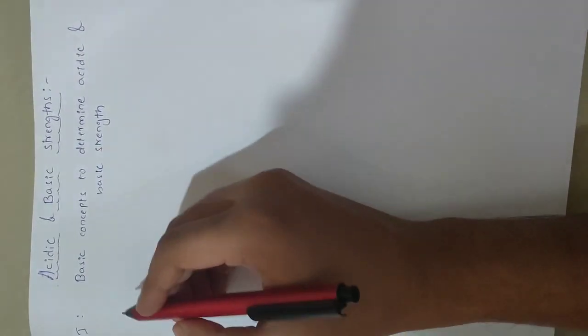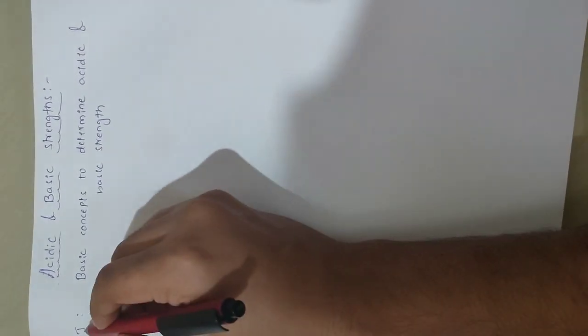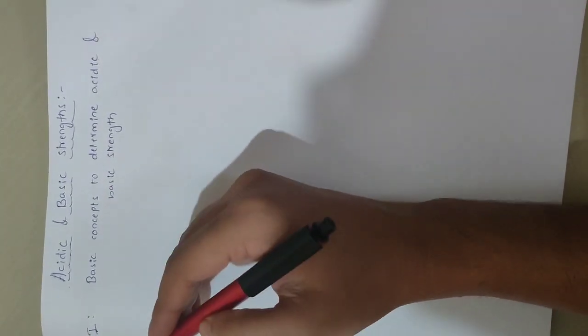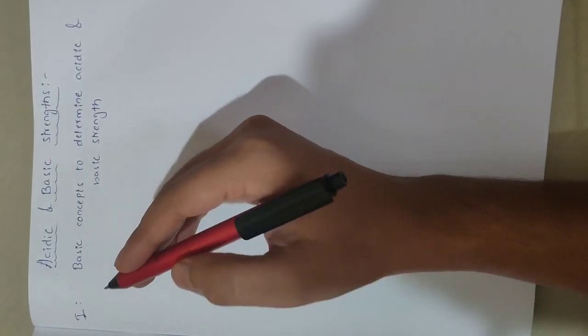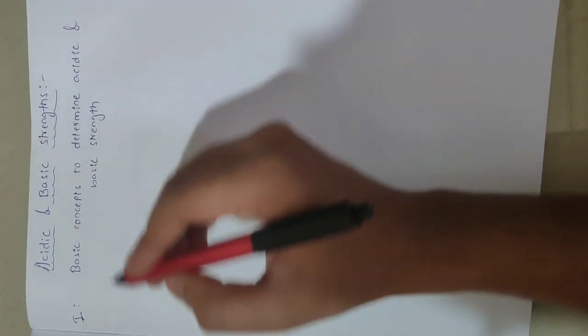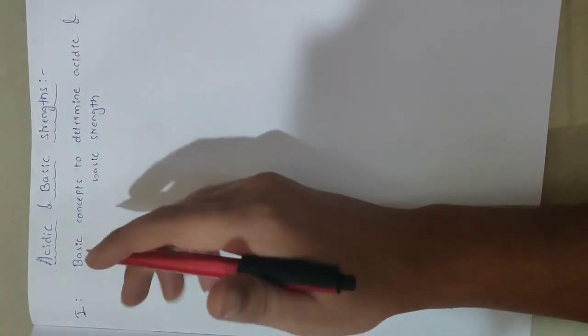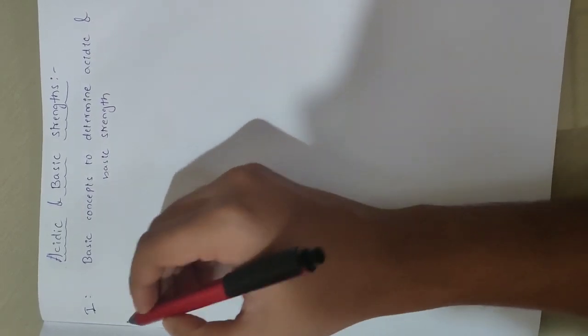Hi, today we discuss the acidic and basic strengths of organic compounds. First, in order to find out the acidic and basic strength, we should know some points or tricks. They are very useful in determining the acidic and basic strength of organic compounds. This may help you in JEE and other competitive exams. I hope this video is worthwhile.